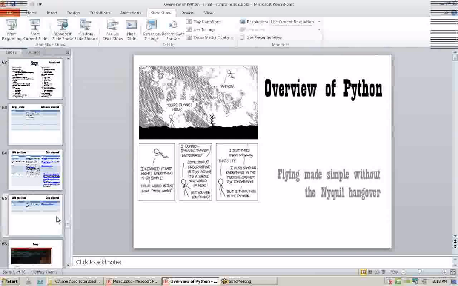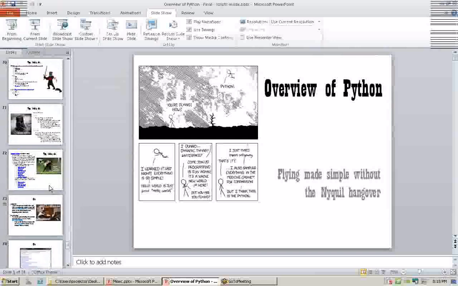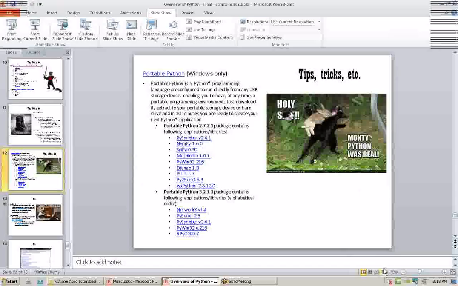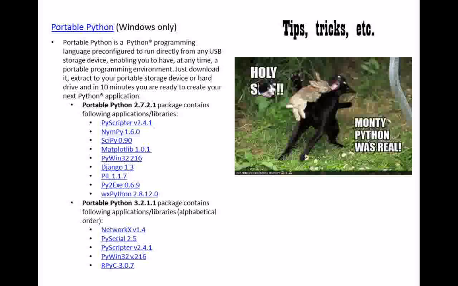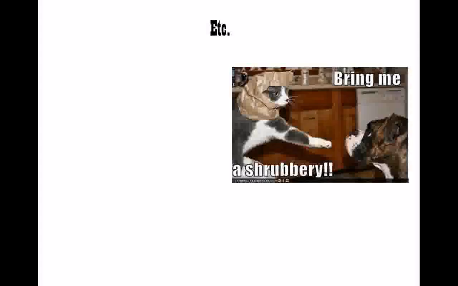Cool. Back to where I was. So not only does it include that portable Python environment, there's all kinds of Python applications and libraries along with it too. You've got your py2exe, you can do your Django, wxPython for creating GUIs, and there's even a portable Python 3.2 in case you're up with the latest and greatest. Most of the stuff that works in 2.7 isn't quite ready for 3 yet.